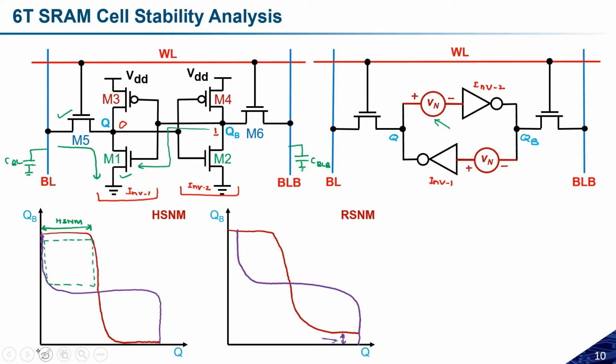For example, initially let us assume Q is equal to 0 and QB is equal to 1. If I'm reading the data, I have to precharge these bitline capacitors. Once I'm precharging, this BL will be at logic high and this BLB will also be at logic high. Now what happens if I increase this noise? This BL and BLB is equal to 1, and now I'm increasing this noise Vn.